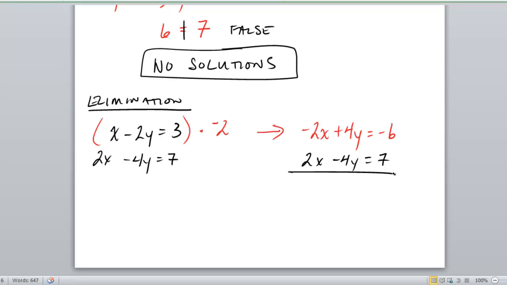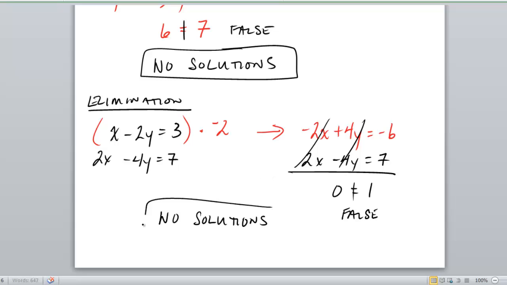stack them up, and then cancel out, which is going to leave me 0 and then 0, and then of course on this side it's just going to give me 1. And we know that that's also a false statement, that 0 does not equal 1. And so this again is just an example of how this could come out to be no solutions.